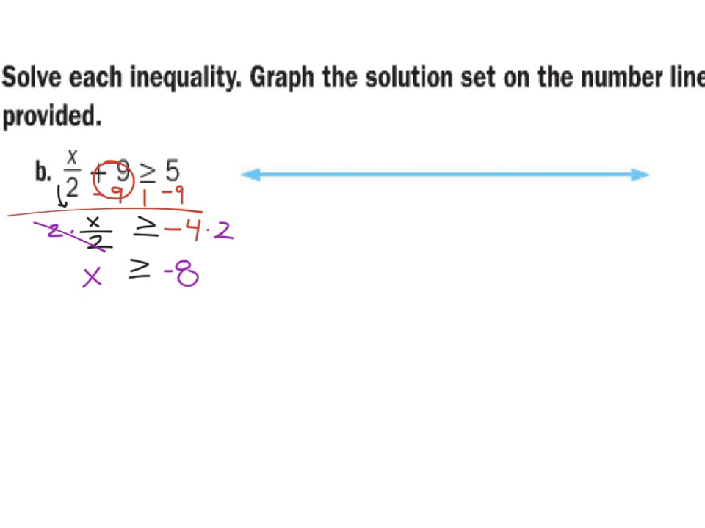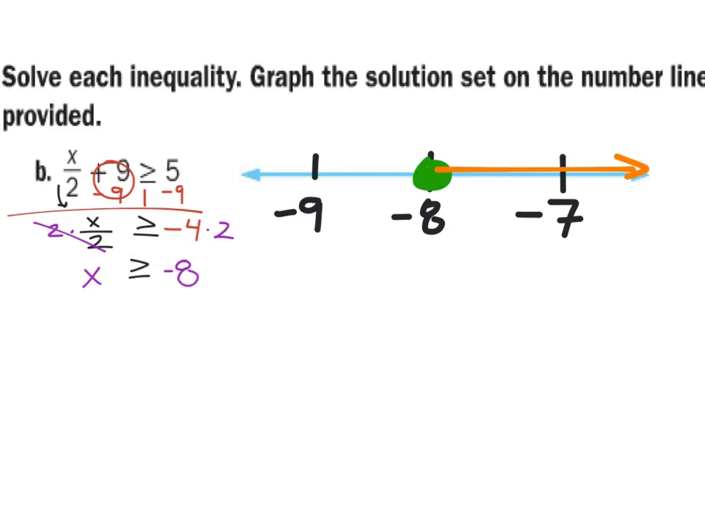So, the graph. I need 3 values, and we're looking at negative 8, and again, to the left would be a bigger negative, negative 9. To the right is a smaller negative, negative 7. Now, x is greater than or equal to negative 8, which means if I replaced x with negative 8, it would be true, which means I need a closed circle right up in here. And this one is eating the x. Therefore, the line will go to the right, like this.